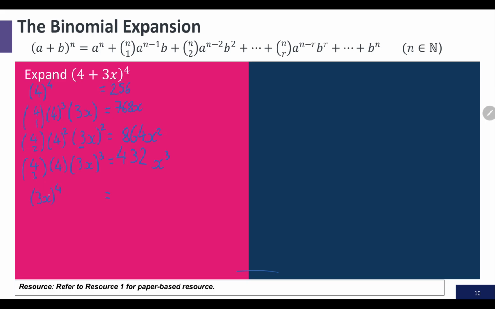And the last term then, this is going to be 3 raised to the power of 4. We just need to put the x to the power of 4 in there, which is 81. So my final answer is going to be 256 plus 768x plus 864x squared plus 432x cubed plus 81x to the power of 4. And hopefully you think that's easier than writing out 4 of those brackets and trying to multiply it out. Here's your question. Pause the video and have a go now.